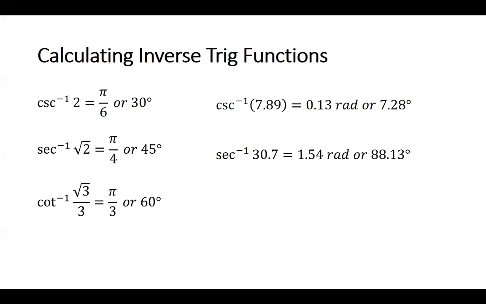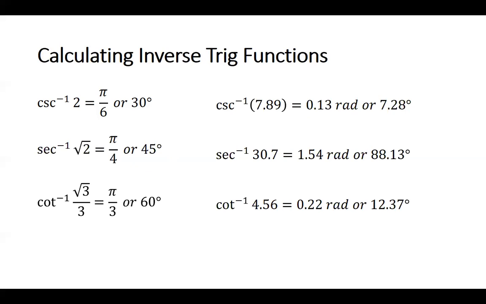Inverse secant of 30.7. If you have inverse secant in your calculator, then just plug it in, make sure you're in radians or degrees, whichever one you want, and you'll get 1.54 radians or 88.13 degrees. Or if your calculator doesn't do that, then you can take the inverse cosine of 1 over 30.7, and it'll give you the same answer.